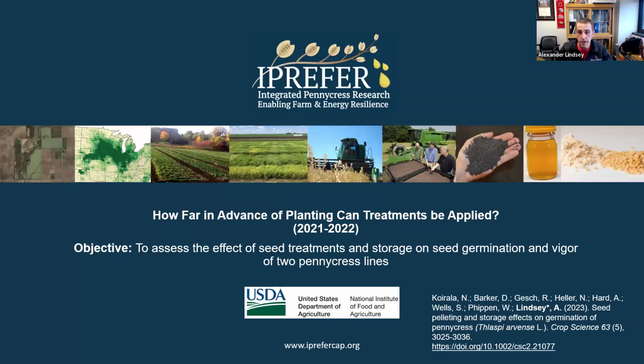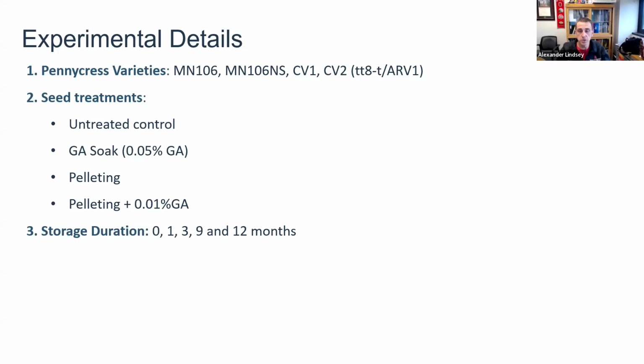The next question was looking back at this idea of storage over time, and could seed treatments be applied well in advance of planting, and how might this impact germination and survival? To look into these treatments, we had 4 different types. 3 of them were black seeded types. 1 of them was a golden seeded type, which is referred to as CB2. We had GA soak solution, a pelleting treatment, and then pelleting plus a reduced percentage of GA solution.